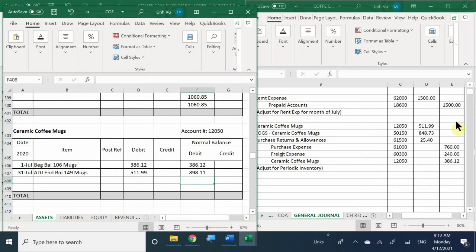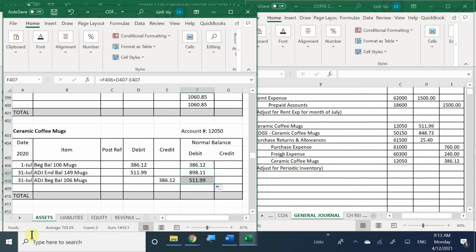Okay. Since we're already here, what else do we need to also take out here? We need to adjust our beginning balance of 106 mugs. Okay? And we took away 386.12, okay? Which, if you did the calculation in your running balance, it should reflect that you should have $511.99 worth of coffee mugs.